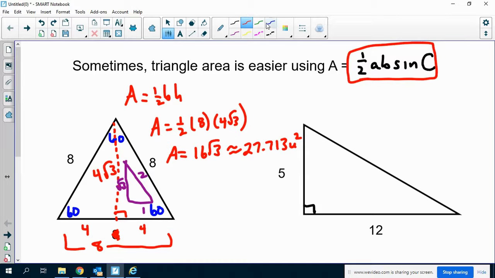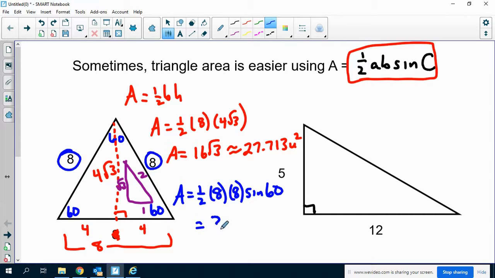Now, what if I did this just using this formula? So if I took 1/2 AB sine of C, A and B are both 8 in this problem. So the area is 1/2 times 8 times 8 times the sine of 60. 8 times 8 divided by 2, that's 32. So 32 times the sine of 60, if I type that in the calculator, I get exactly 27.713 units squared. So both of these would be the same.